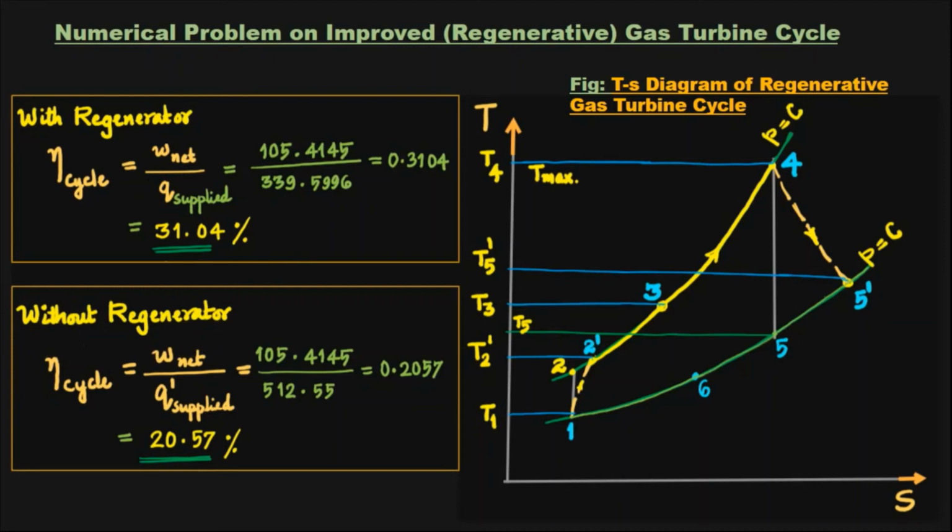What is the thermal efficiency of the cycle without regenerator? So that is the net specific work output divided by the heat supplied in the absence of regenerator in the combustion chamber. So that is 105.4145 divided by the heat supplied in the absence of regenerator, that is represented by Q dash supplied. We calculated it already, 512.55 kilojoule per kilogram. If you divide, you will get 0.2057. And in percentage, it will be 20.57 percent.